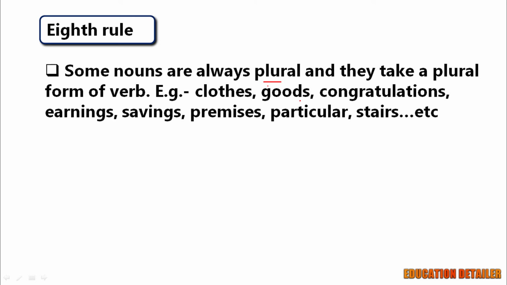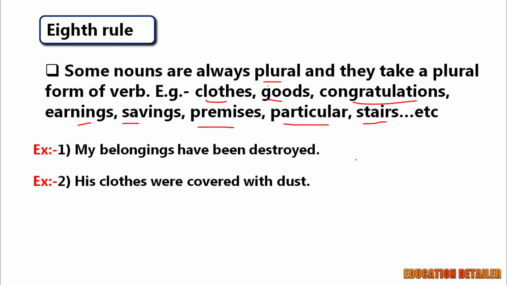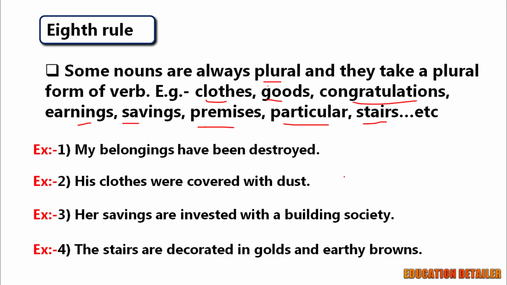Eighth rule. Some nouns are always plural and they take a plural form of the verb, like clothes, goods, congratulations, earnings, savings, premises, particulars, stairs, etc. Look at some examples. My belongings have been destroyed. His clothes were covered with dust. Her savings are invested with a building society. The stairs are decorated in golds and earthy browns.